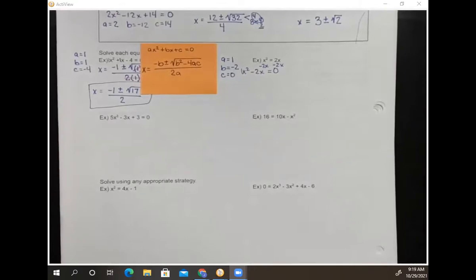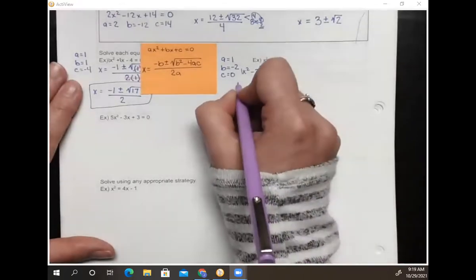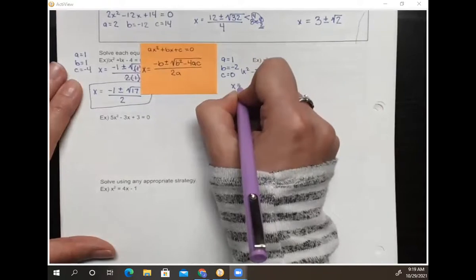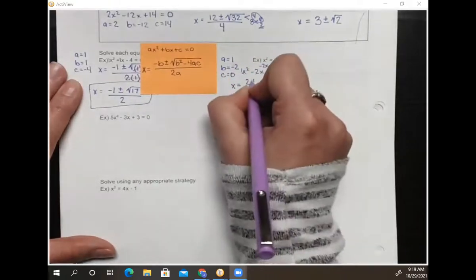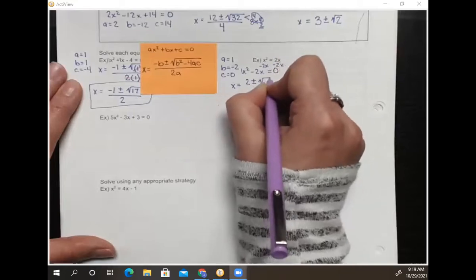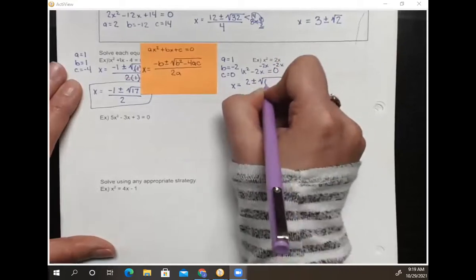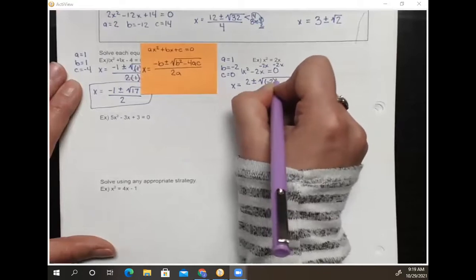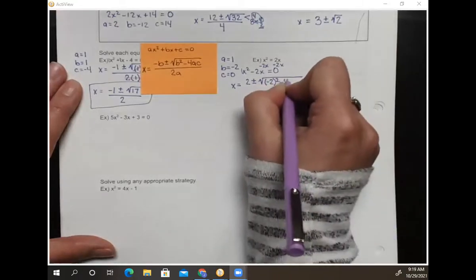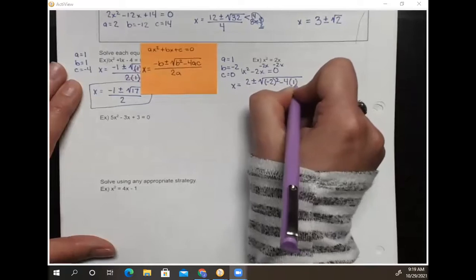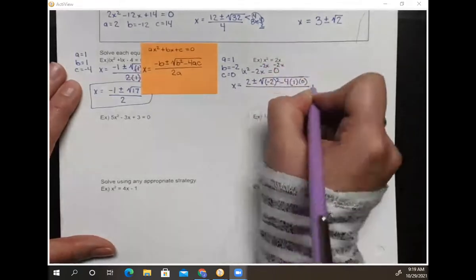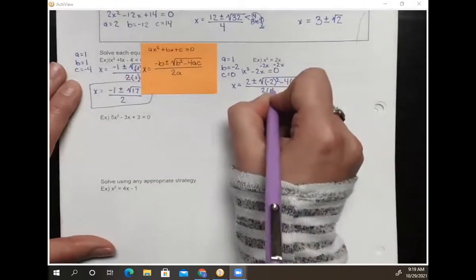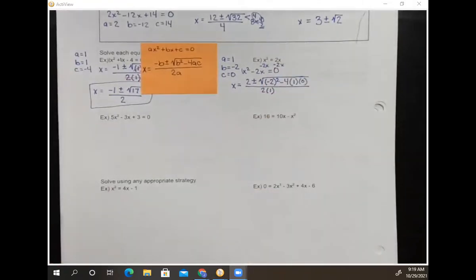So now I'm going to plug this into the quadratic formula. So x equals, change the sign on b, so I would get +2 plus or minus the square root of that b value squared minus 4 times our a value times our c value, all over 2 times a. And now we'll simplify.